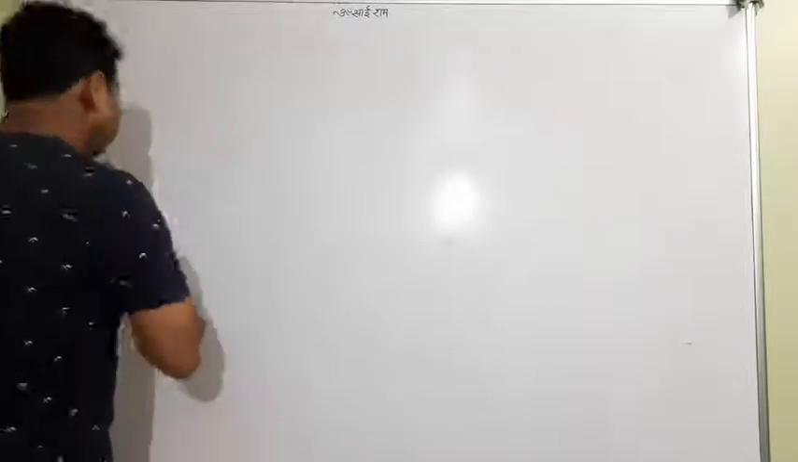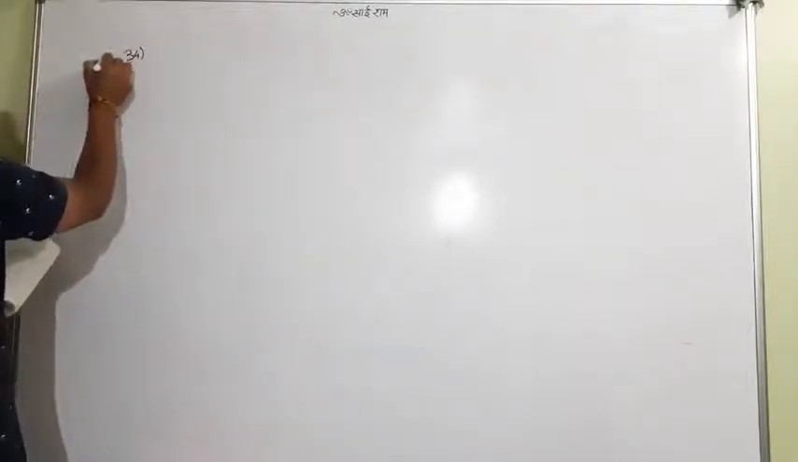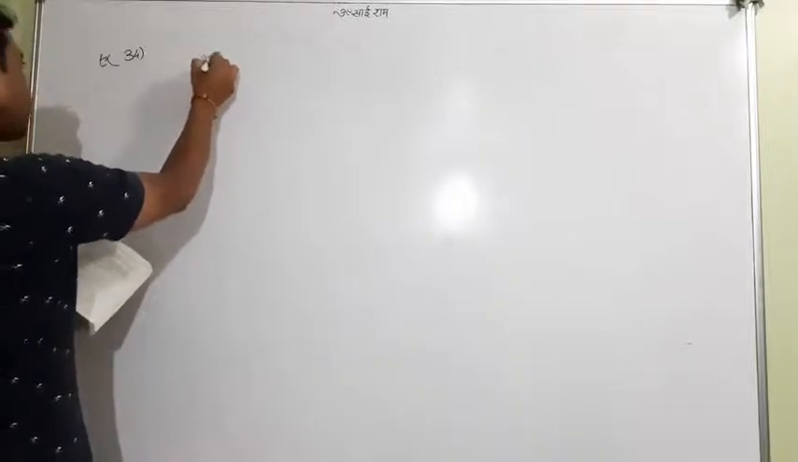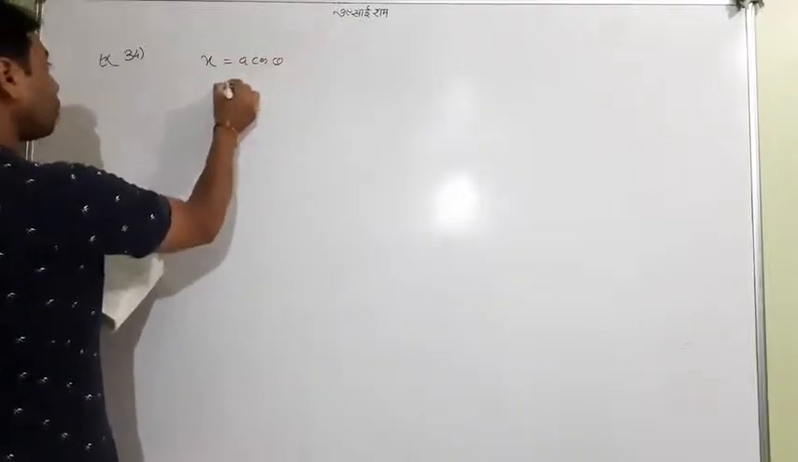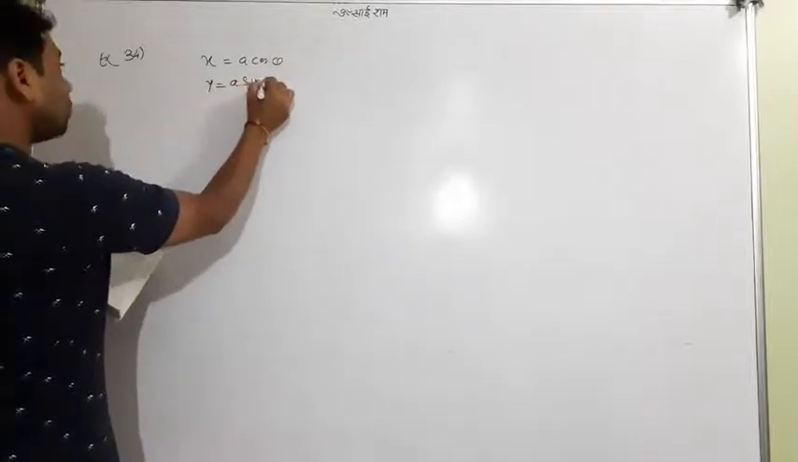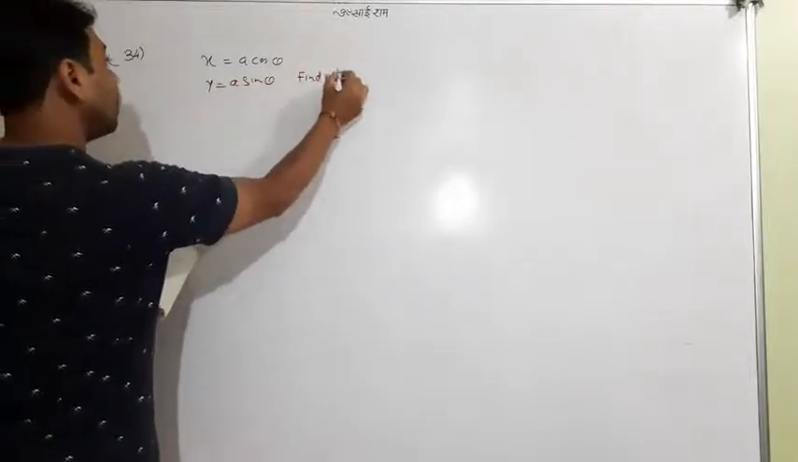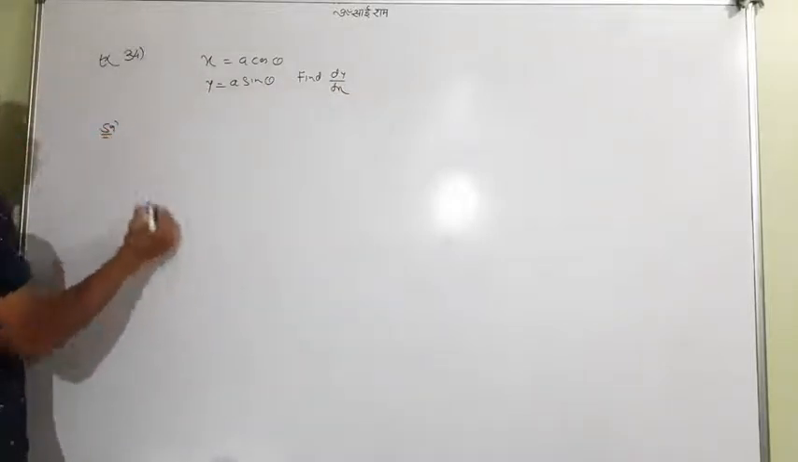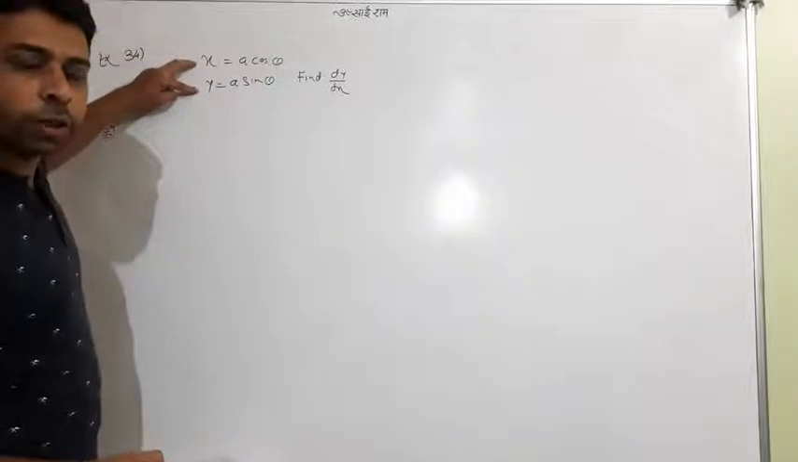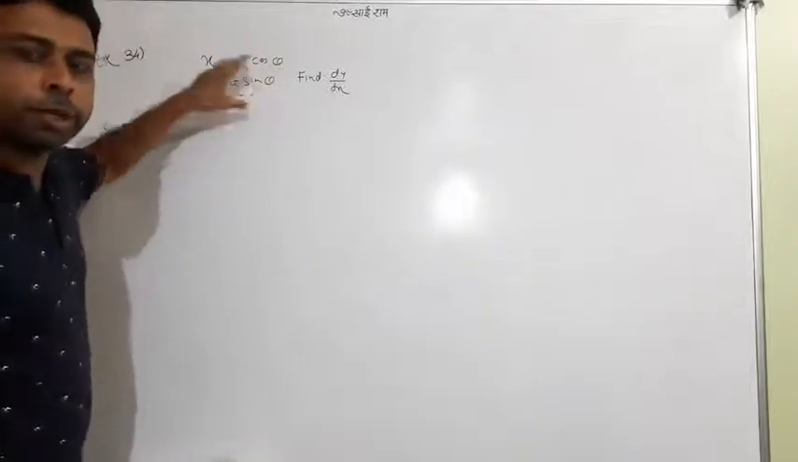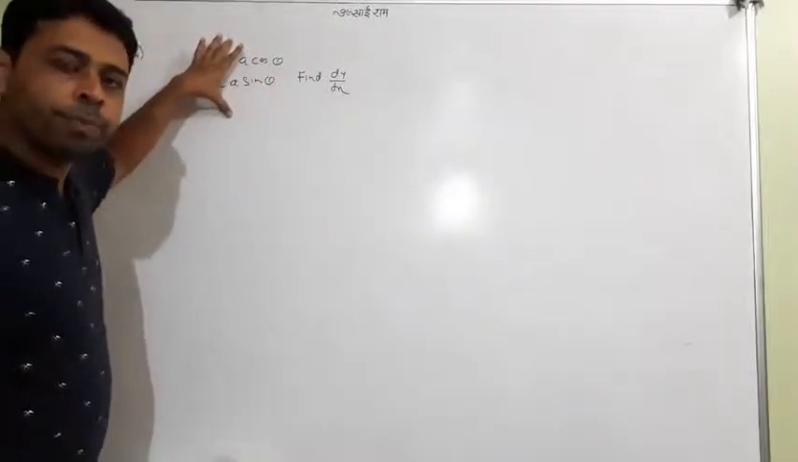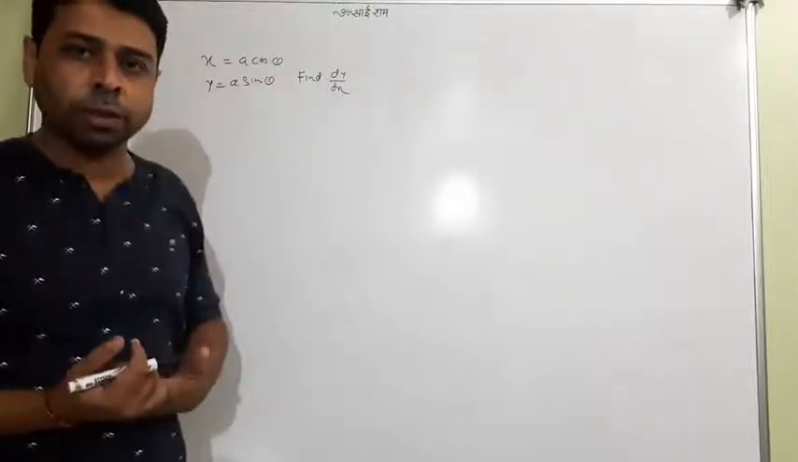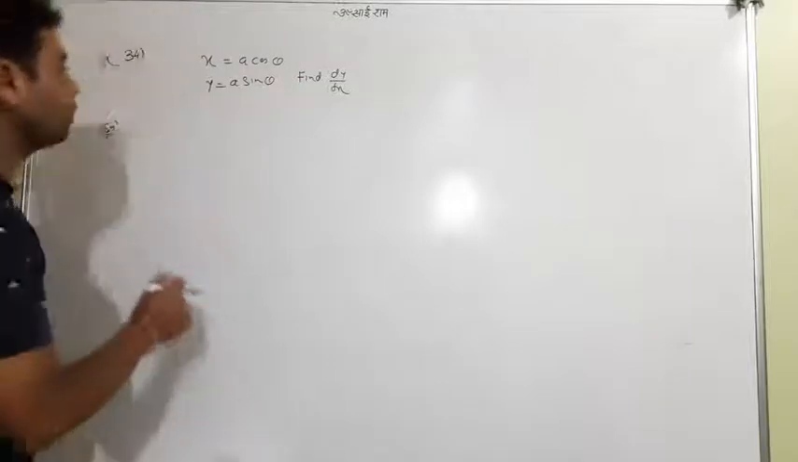Example 34, I am telling you. Example number 34. It is x equal to a cos theta, y equal to a sin theta. Find dy by dx. So very simple. How to identify the question? Because x and y, two functions, are given in a third variable theta. It is a parametric equation. In the exam, it is not specially stated somewhere that it is a parametric equation. You just have to identify it yourself.